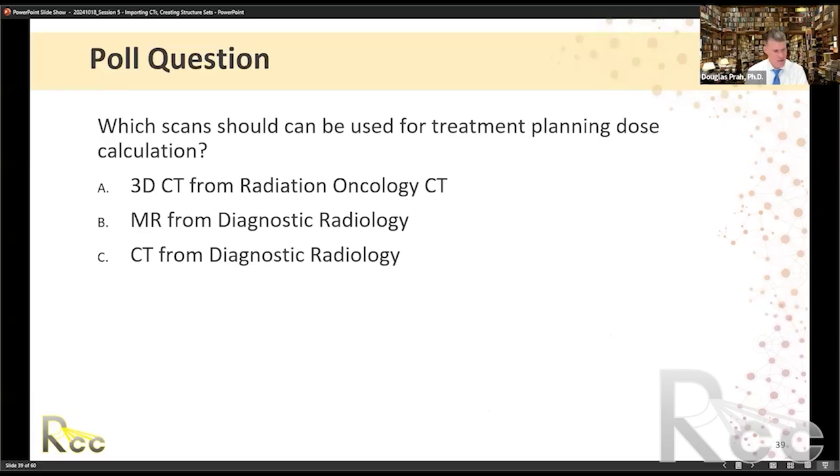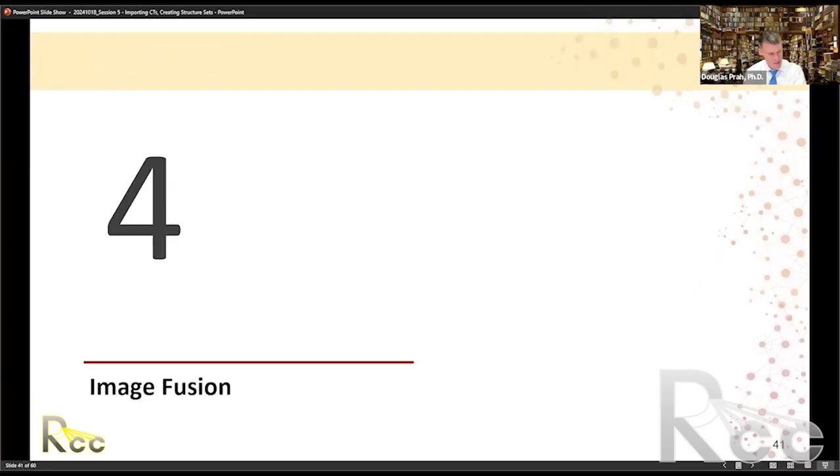And an MR, well, an MR doesn't give us information to generate dose calculations. We can't estimate the electron density or the mass density from an MR. So we would never use an MR from radiology. There are some scanners now that will generate a synthetic CT off an MR, but again, the one that we should be using in this case is the one from radiation oncology, unless you have these other systems well calibrated.